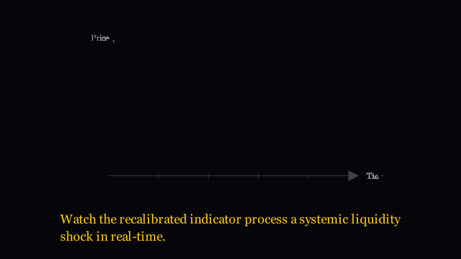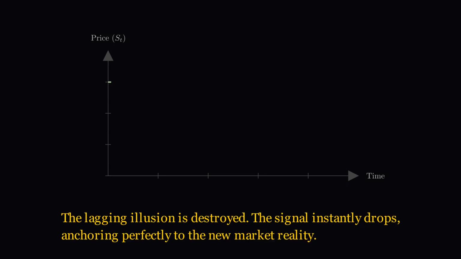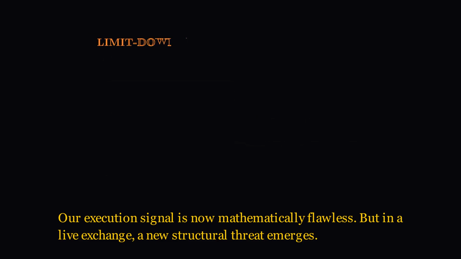Watch the recalibrated indicator process a systemic liquidity shock in real time. The lagging illusion is destroyed. The signal instantly drops, anchoring perfectly to the new market reality. Our execution signal is now mathematically flawless.